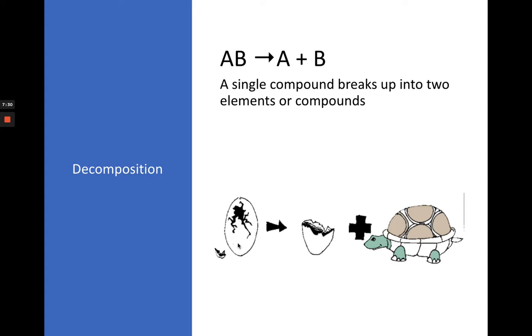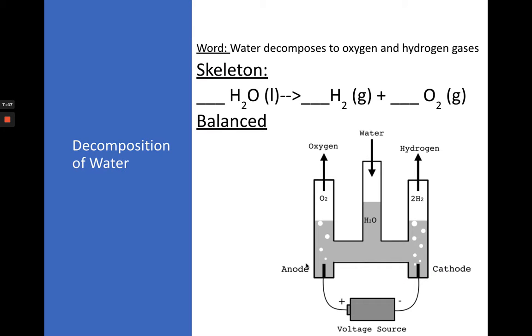So what you see here is that in this decomposition of this egg, we have just one thing, one entity as the reactant. It breaks apart into two. So I bet you're surprised. Maybe you thought it would just be a bird coming out of this egg, but turtles also hatch from eggs. So here is a very classic decomposition, the decomposition of water. Water decomposes to oxygen and hydrogen gas.